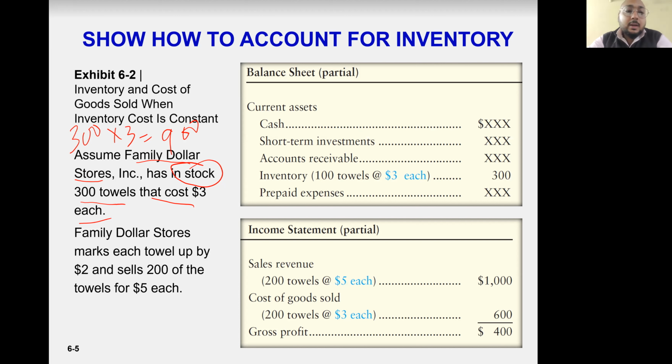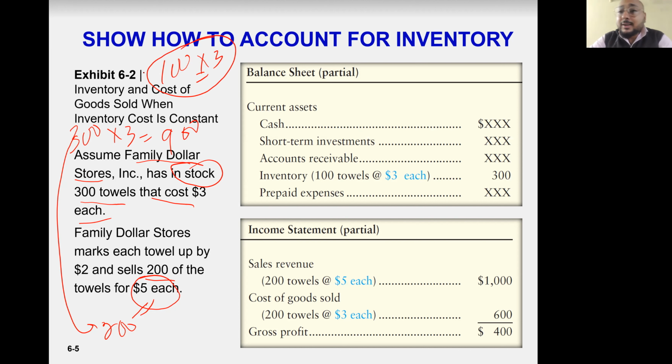900. Family Dollar store makes each towel at a cost of 3 and sells 200 of the towels at 5 each. All right. So now you have new information that out of this 300, 200 have been sold. So how much is left? 100. What is the cost? 3. So these unsold items will be part of the balance sheet and will be written as inventory multiplied by the cost.